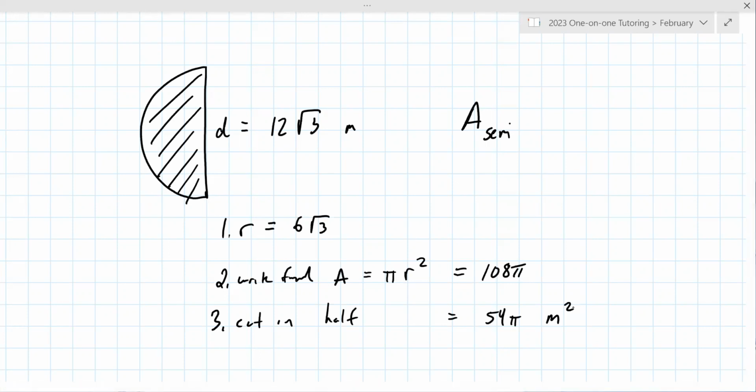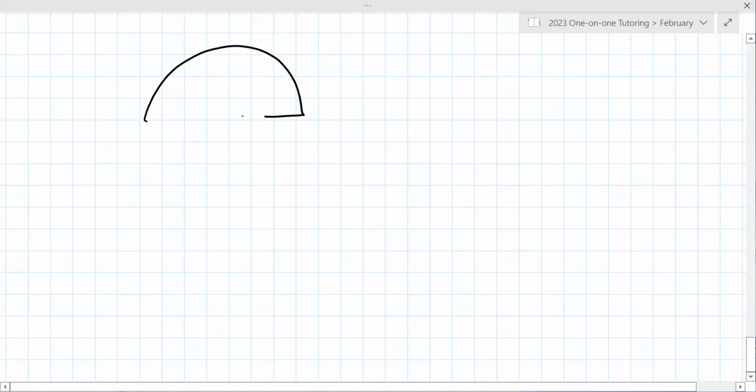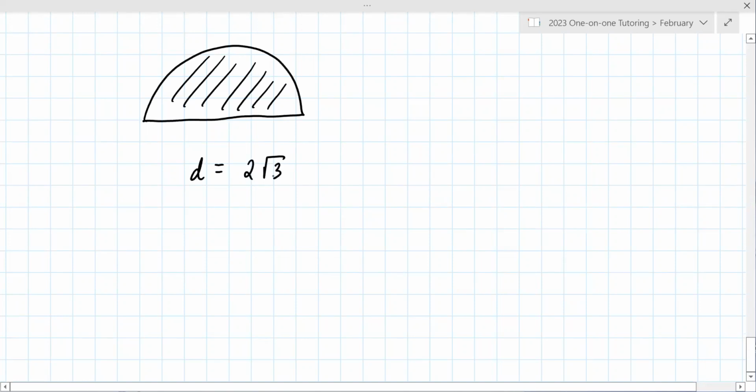So I really want you to be able to do one of these on your own. Do you think you're really ready for that? I'm gonna write down the formula again. R squared. Okay, I think I'm gonna go for it. Okay. So here's a new problem for you. The diameter is 2 square root 3.